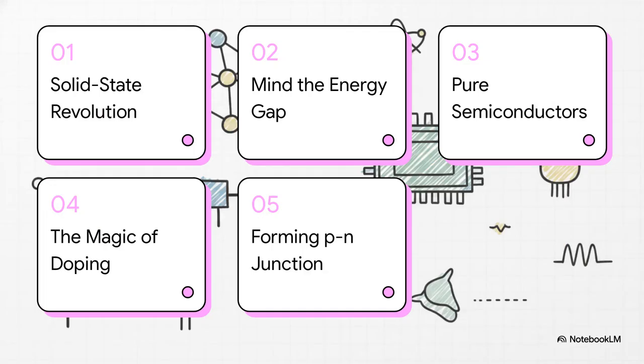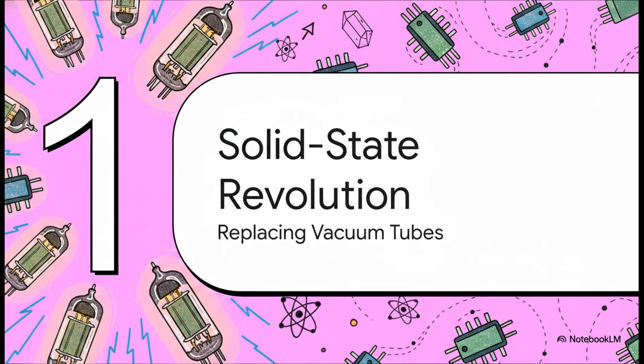So, here's our roadmap for today. 1. The solid-state revolution. 2. Mind the energy gap. 3. Pure intrinsic semiconductors. 4. The magic of doping. And finally 5. Forming the p-n junction. All right, kicking things off with Part 1, the solid-state revolution, and how we replaced the vacuum tube.